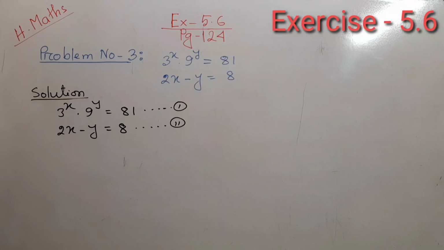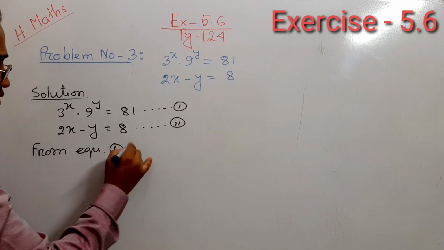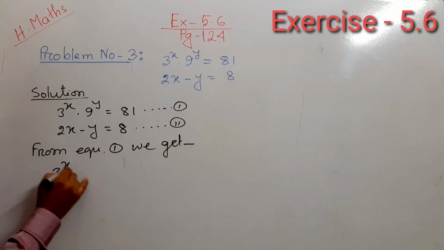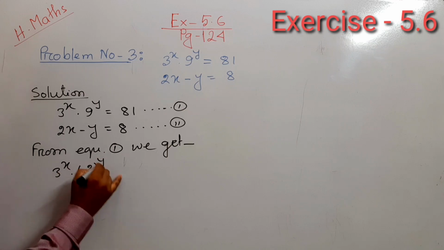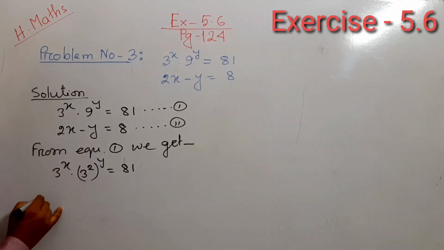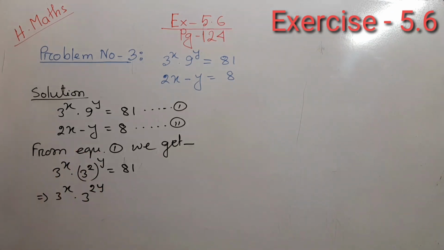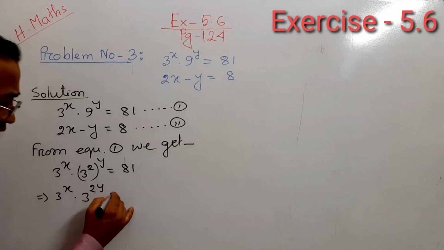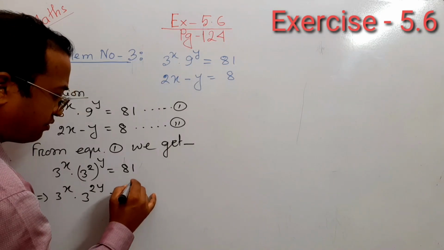Now look, from equation 1 we get 3 to the power x into 9 to the power y. We can write 9 as 3 squared, so (3 squared) to the power y equal to 81. So this is 3 to the power x into 3 to the power 2y, power of power. We know if there is power of power, we can multiply the two powers, that is 2y. And 81 we can write as 3 to the power 4.